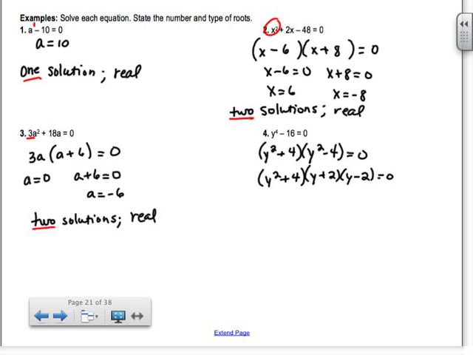So when I set each piece equal to 0 and solve, I have y squared plus 4 equals 0, y plus 2 equals 0, and y minus 2 equals 0. So I get y equals negative 2 and y equals 2 for the last ones.